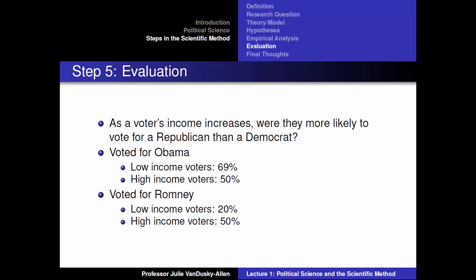Low-income voters are more likely to vote for Democrats than Republicans. 69% of low-income voters voted for Obama, while only 50% of high-income voters voted for Obama. In addition, high-income voters are more likely to vote for Republicans than Democrats. Only 20% of low-income voters voted for Romney, while 50% of high-income voters voted for Romney.